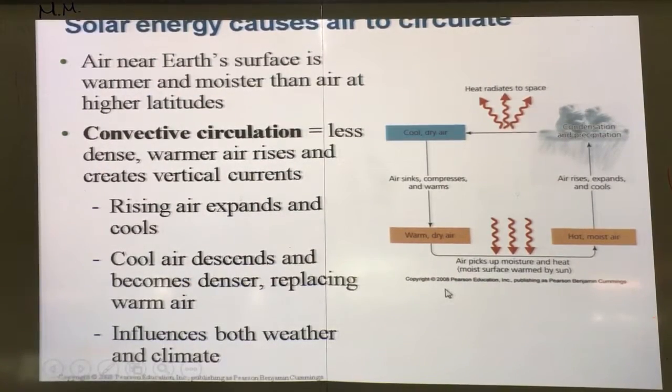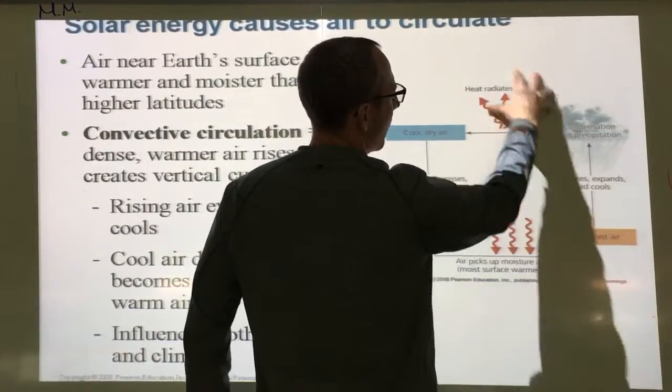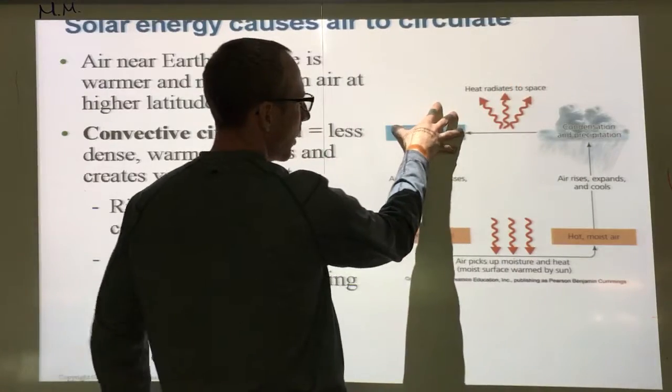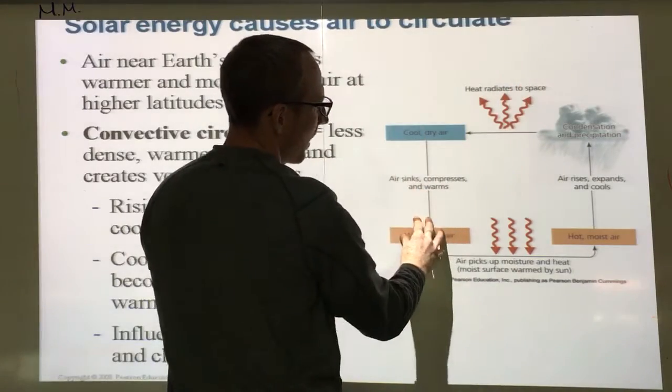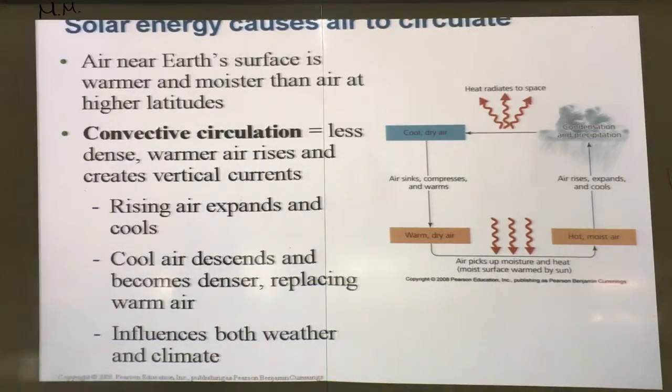Just another slide about hot air rising, cooling, condensation, rain falling, latent heat release, cool dry air displaces, falls back down, adiabatic heating, and then the cycle continues.